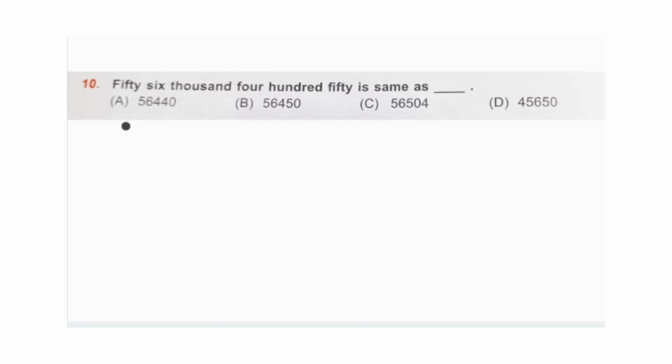If you see, the first number is 56, or you can write it as 5 into 10,000 and 6 into 1000, or as I write this, 56 into 1000, which gives us 56,000, and then you have 400, which is 4 times the place value of 4, which is 100, which gives us 400, and the last one is 50, which is 5 into place value of 5, which is 10, which gives us 50.